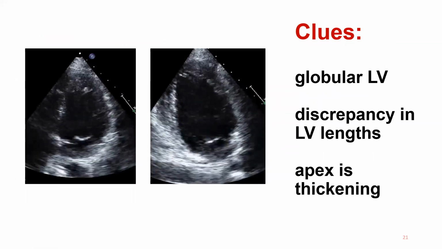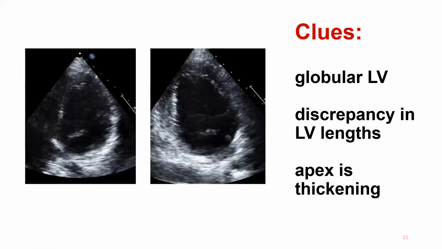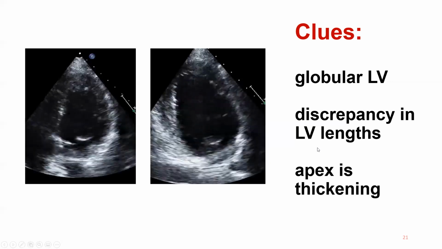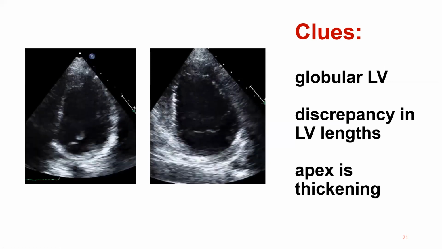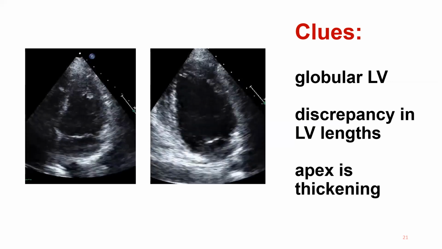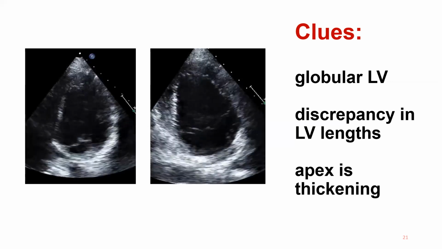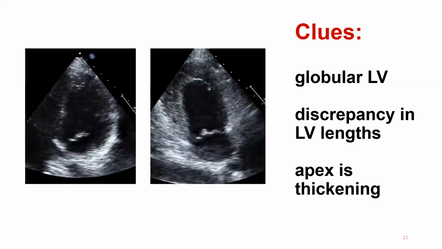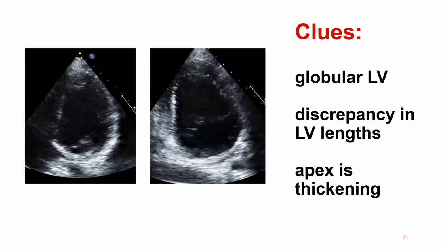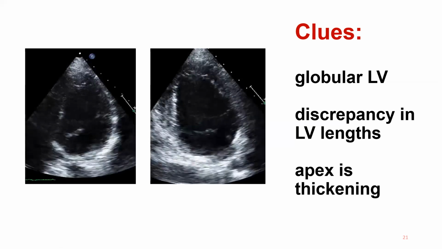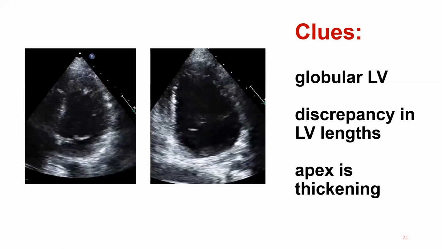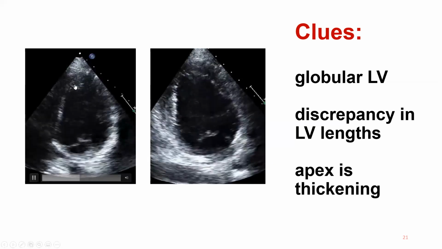If the left ventricle has a globular as opposed to a bullet shape, if there is a discrepancy in left ventricular lengths, in general, the left ventricular diastolic length is a little bit greater on the two-chamber view than it is on the four-chamber view. But if there is a discrepancy, such as what I showed you earlier, 7.2 versus 8 centimeters, that's a clue that your four-chamber view is foreshortened. And also, if your apex is thickening.